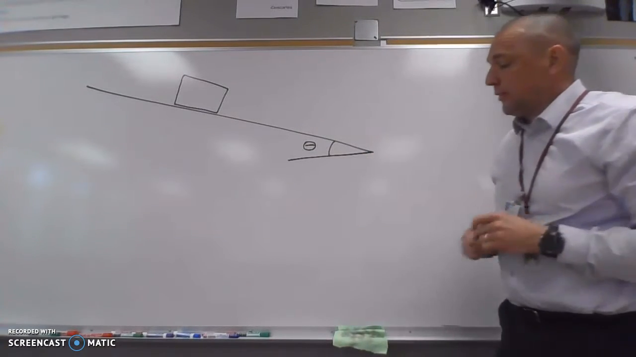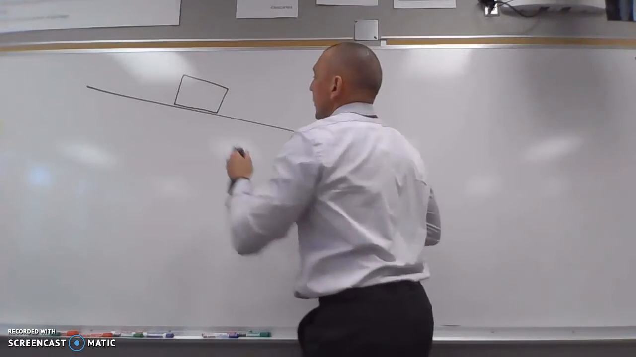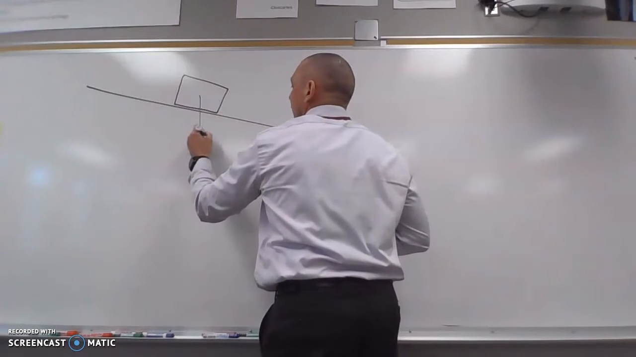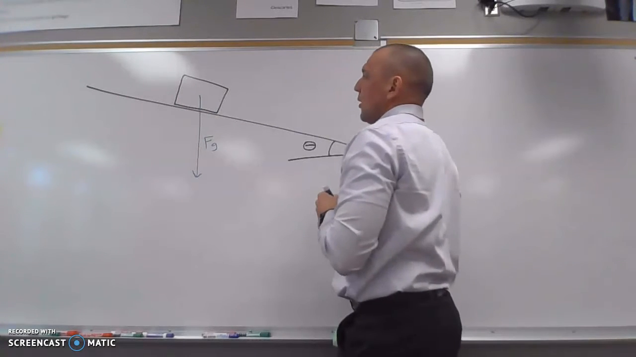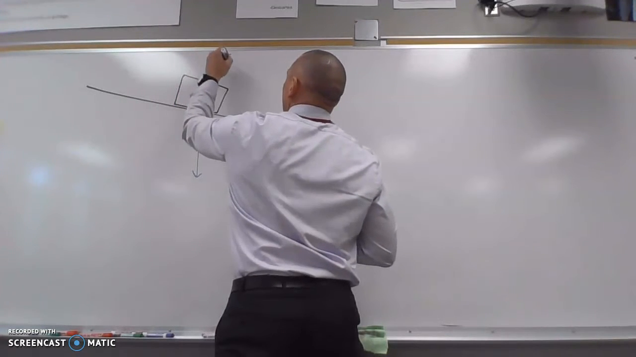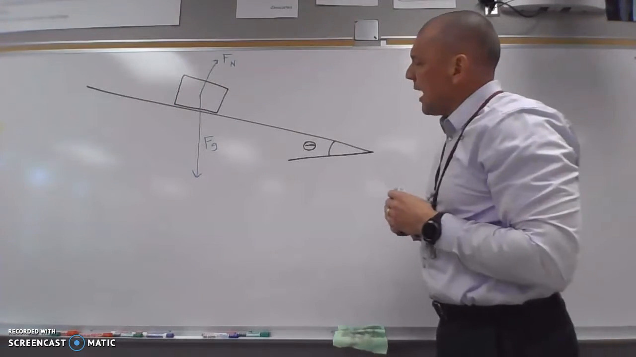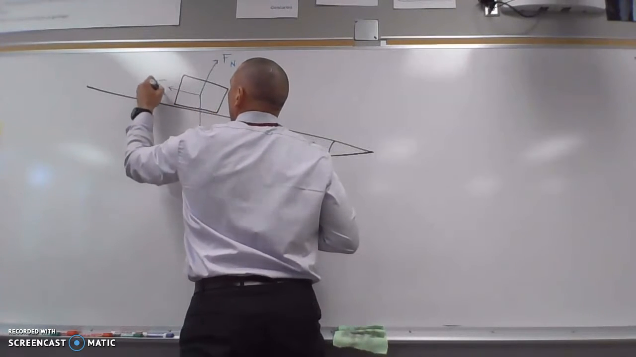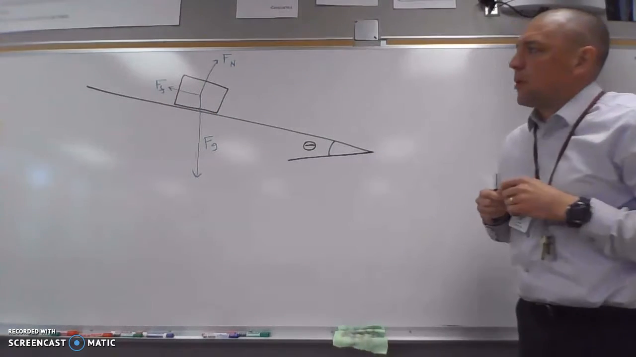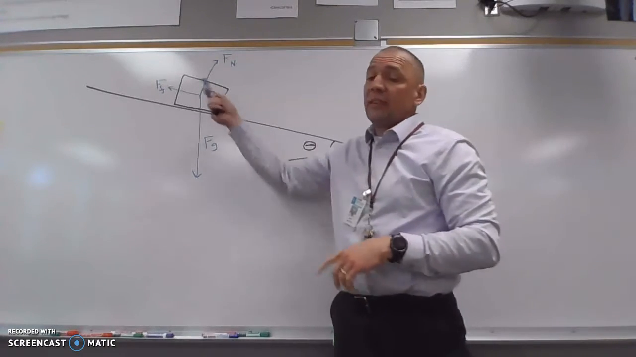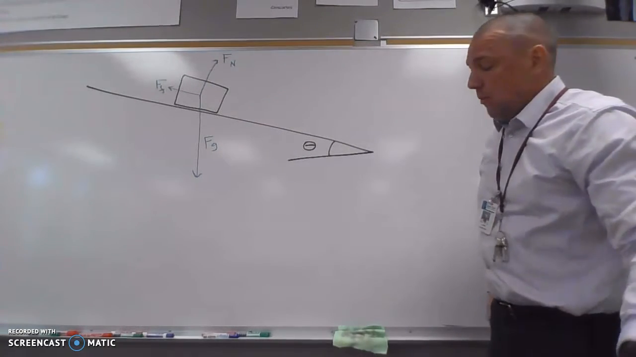So if we drew the forces in on this, clearly we have a gravitational force pulling straight down. We also have the normal force acting perpendicular to the surface. And in this case, we also have a friction force. That's going to resist the motion. So gravity's going to try to pull this down, and friction is going to resist that.